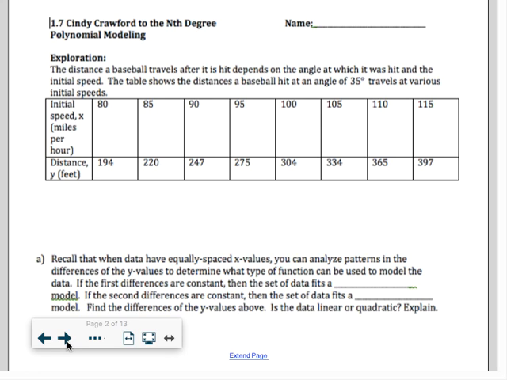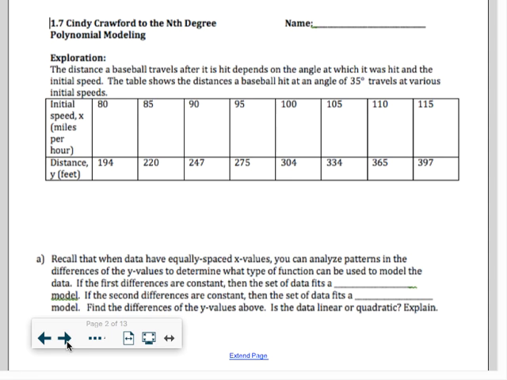So here we go. We're going to start with the notes. So we're going to start with an exploration. It says the distance a baseball travels after it is hit depends on the angle at which it was hit and the initial speed. The table shows the distances a baseball hit at an angle of 35 degrees travels at various initial speeds. So in the table you see x is in miles per hour and y is the distance in feet.